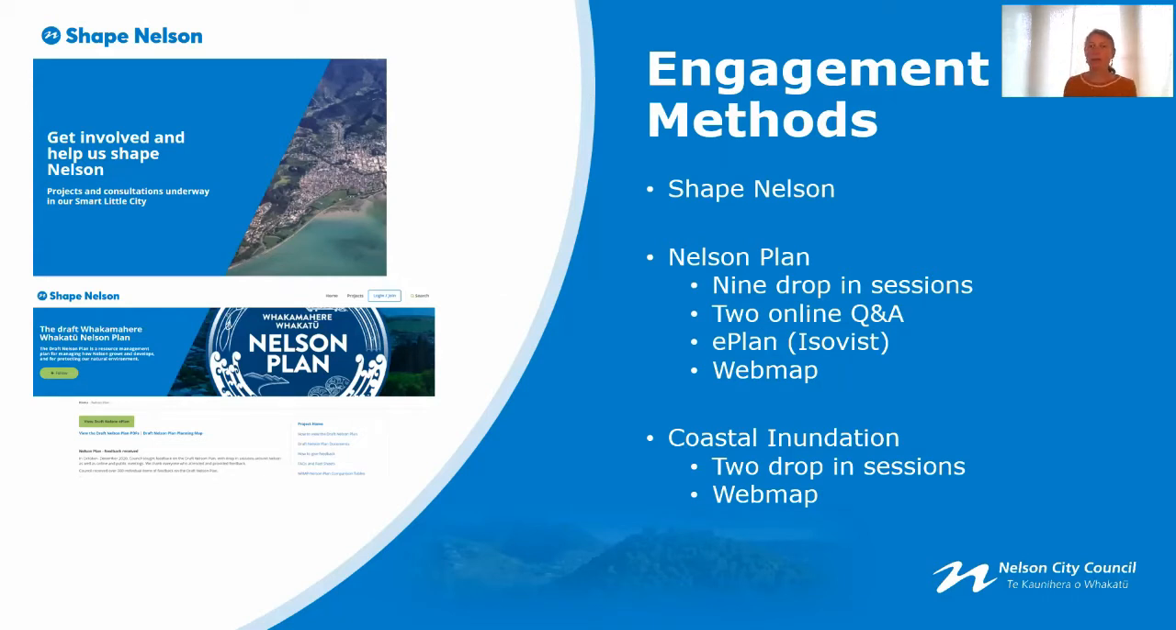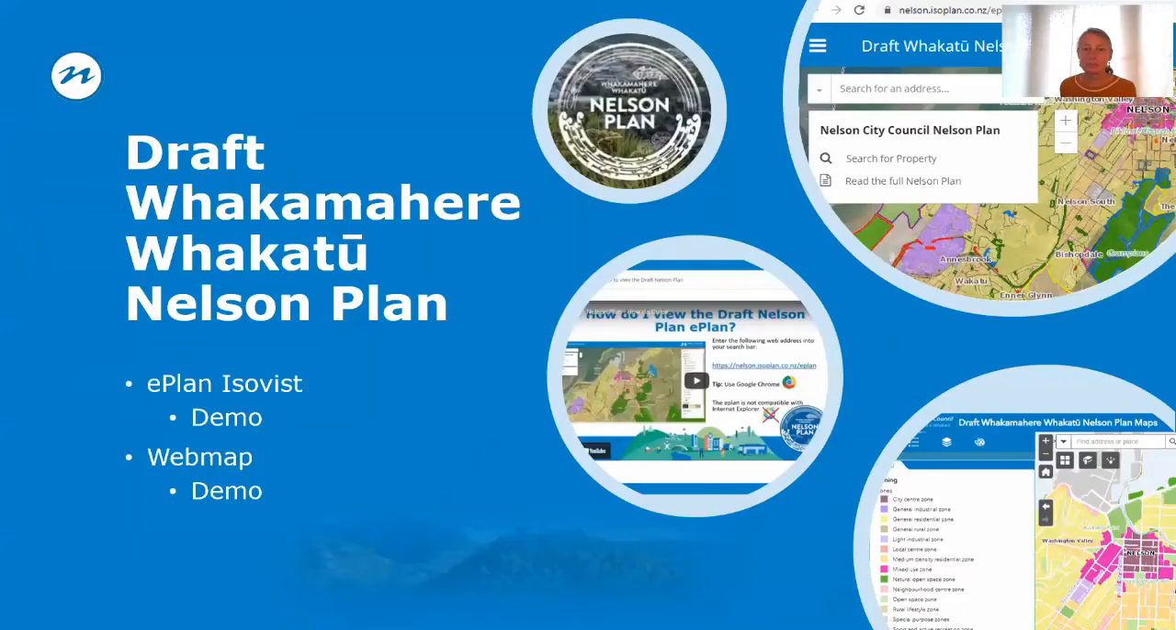So I'm going to talk about that now. To start with, the draft Whakamahere Waikato Nelson Plan, we used the national standards for this plan, and the idea behind this is that all across the country, if you go to a new place, the zones are the same colour, they have the same definitions, and it's easier to understand.